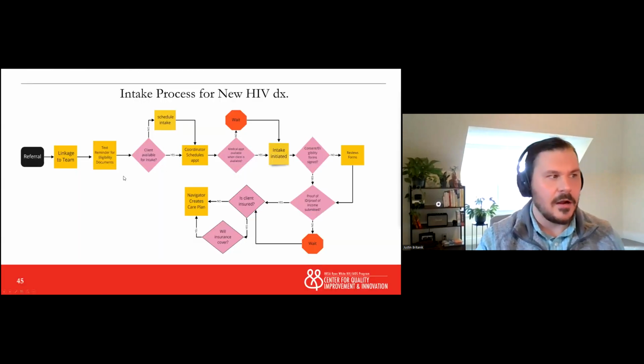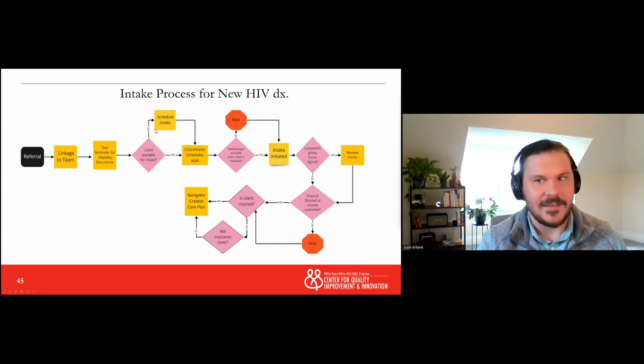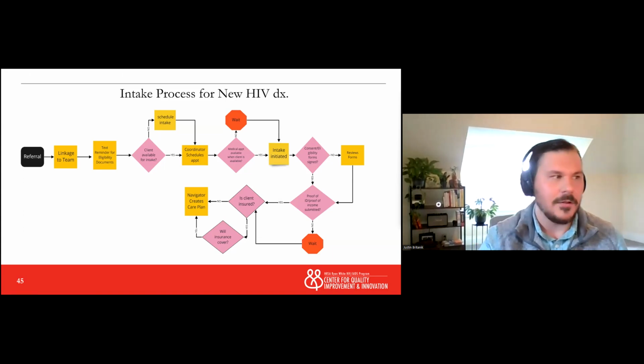Here's another process looking at intake for a new HIV diagnosis. We see some wait times here. Again, is the client available? No, well, then we have to schedule the intake. So that's impeding our flow. But that's all right, because if the client's not ready, we don't want to push them. Okay? We want it to be pulled.